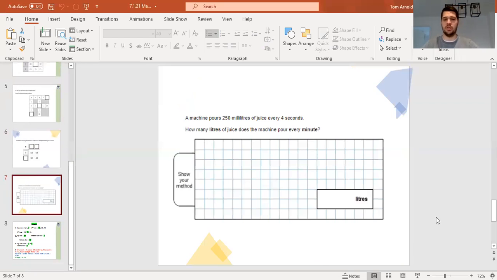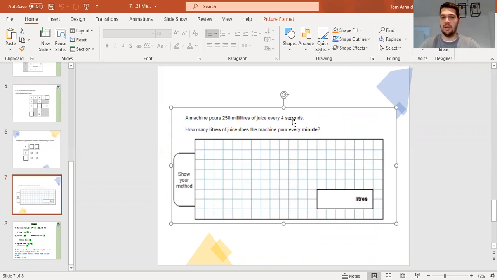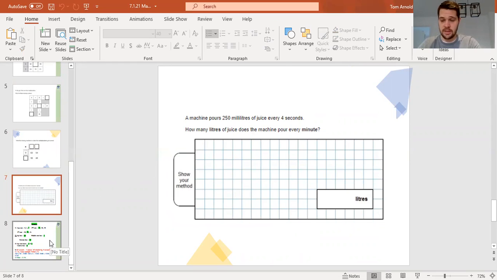And then your final question, your challenge X, is quite a tricky one if you're really looking to push your learning. A machine pours 250 milliliters of juice every 4 seconds. How many liters of juice does the machine pour every minute? Little tip, think about how many seconds there are in 1 minute, because this tells me 250 milliliters every 4 seconds. What calculation can you do there? And then pause your screen and your answers are going to come up on the next slide.